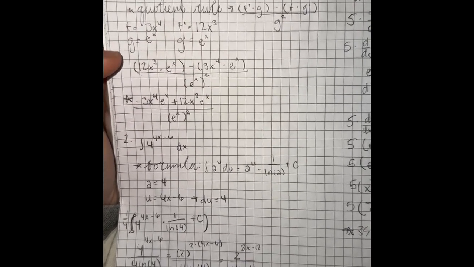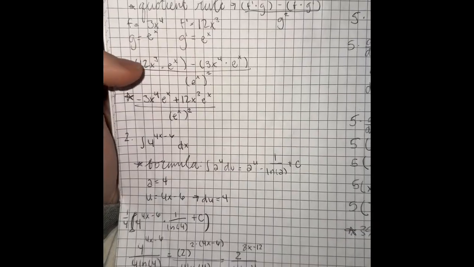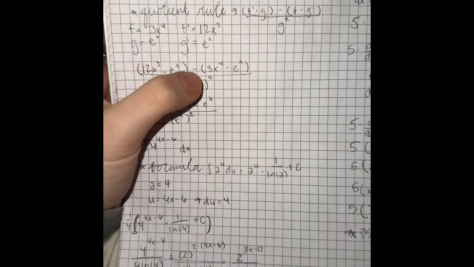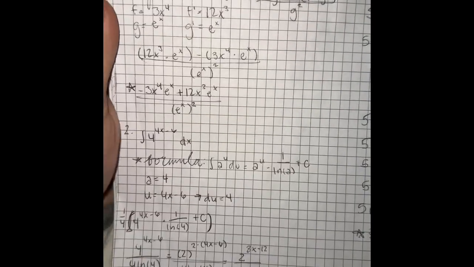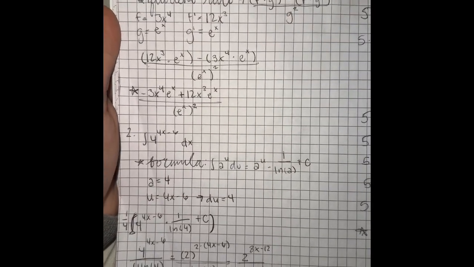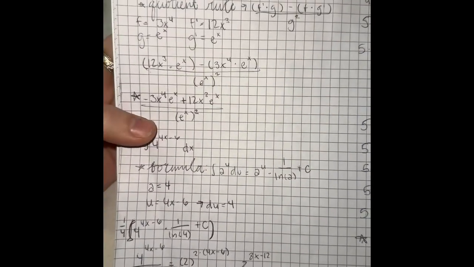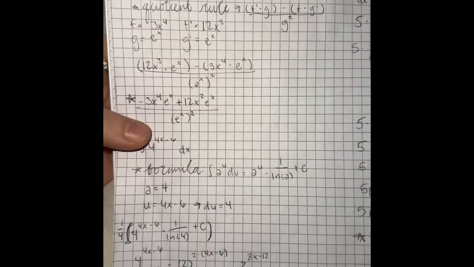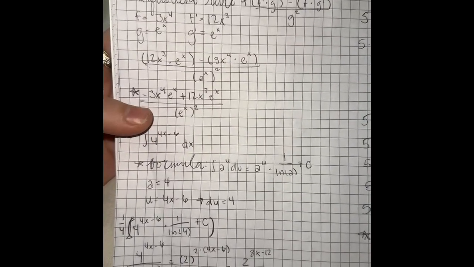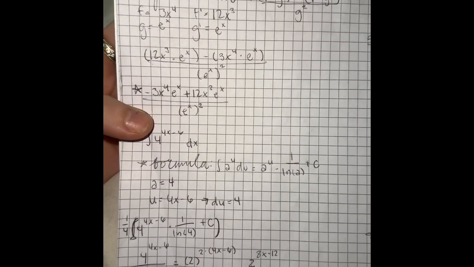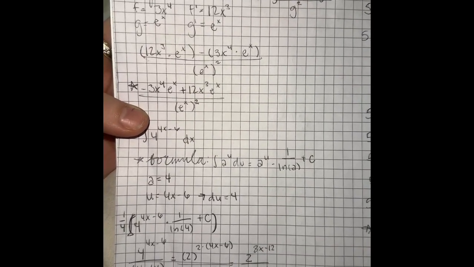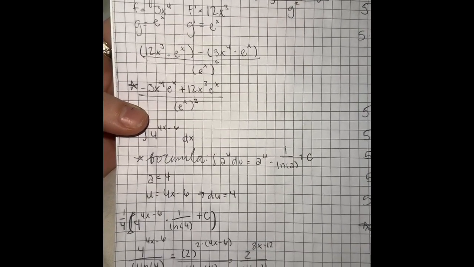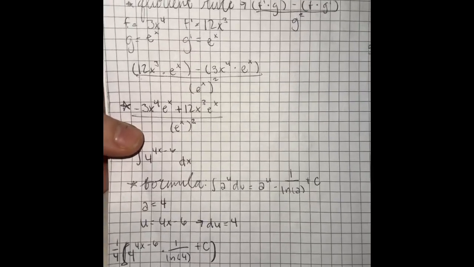And when you combine those, so your f prime, 12x cubed, times e to the x, minus f, which is 3x to the 4th, also times e to the x over e to the x squared, that's going to give you your final answer here. I just put my negative 3x to the 4th term first so that the exponents are in order, but it's just going to be negative 3x to the 4th e to the x plus 12x cubed e to the x over e to the x squared.